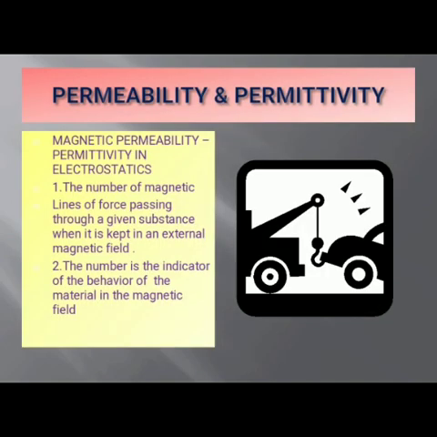Let us move on with the first two concepts, that is permeability and permittivity. Magnetic permeability is nothing but the allowance, called permittivity in electrostatics. It is the number of the magnetic lines of force passing through a given substance when it is kept in an external magnetic field. The number is the indicator of the behavior of the material in the magnetic field.